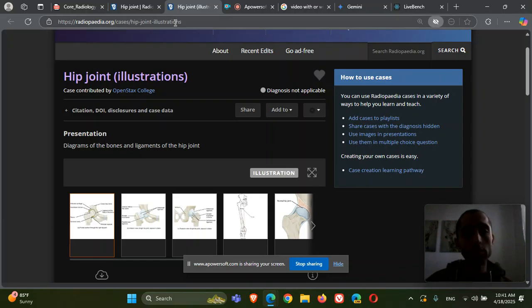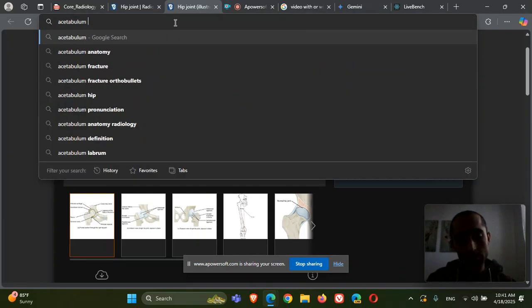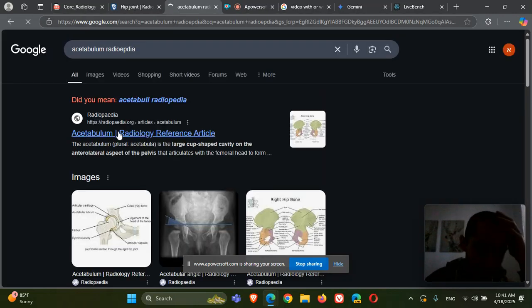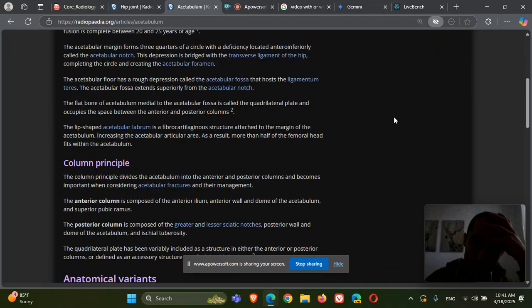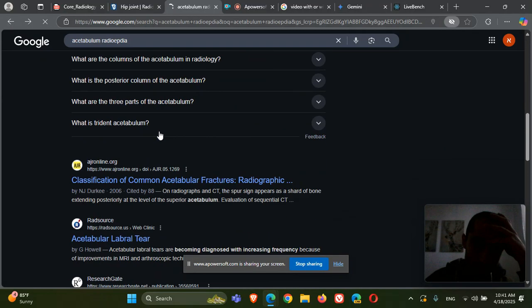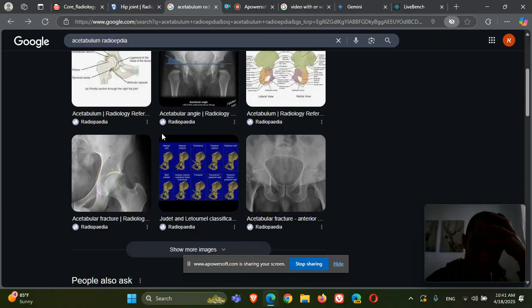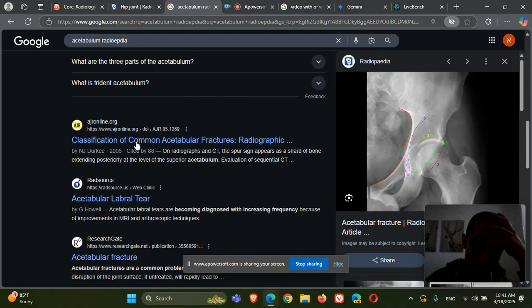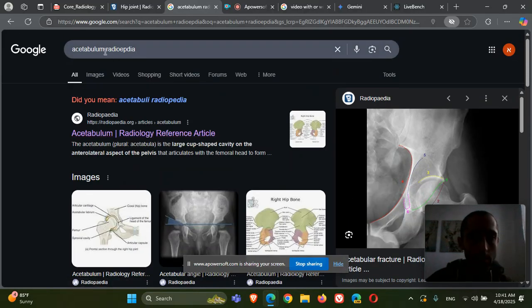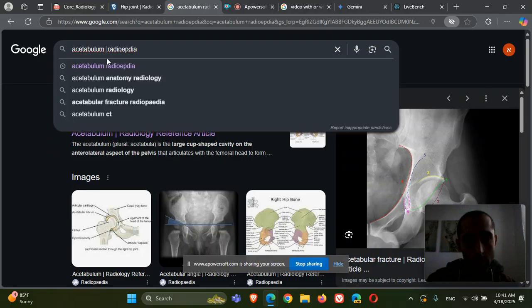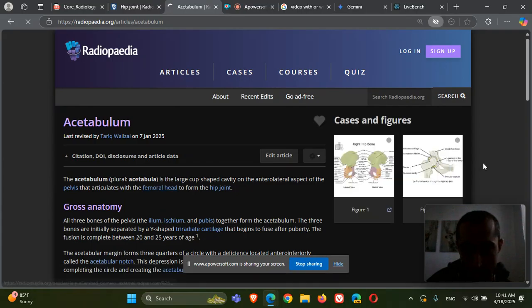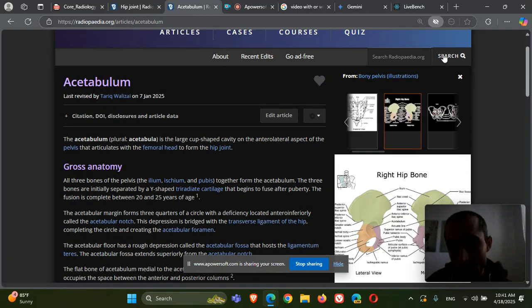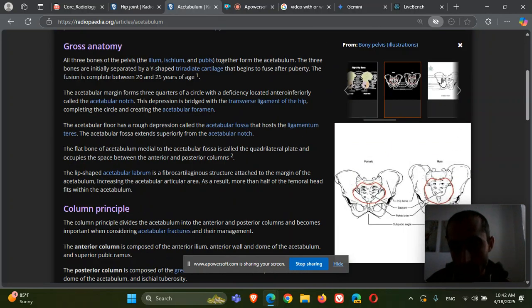Now, let's continue to look a little bit at the acetabulum. And we'll talk a little bit about the bones and everything. So, this is not what I wanted. No, I want acetabulum anatomy. Okay, so let's take this. I didn't think that this is what I wanted, but okay. Okay, that would be fine.